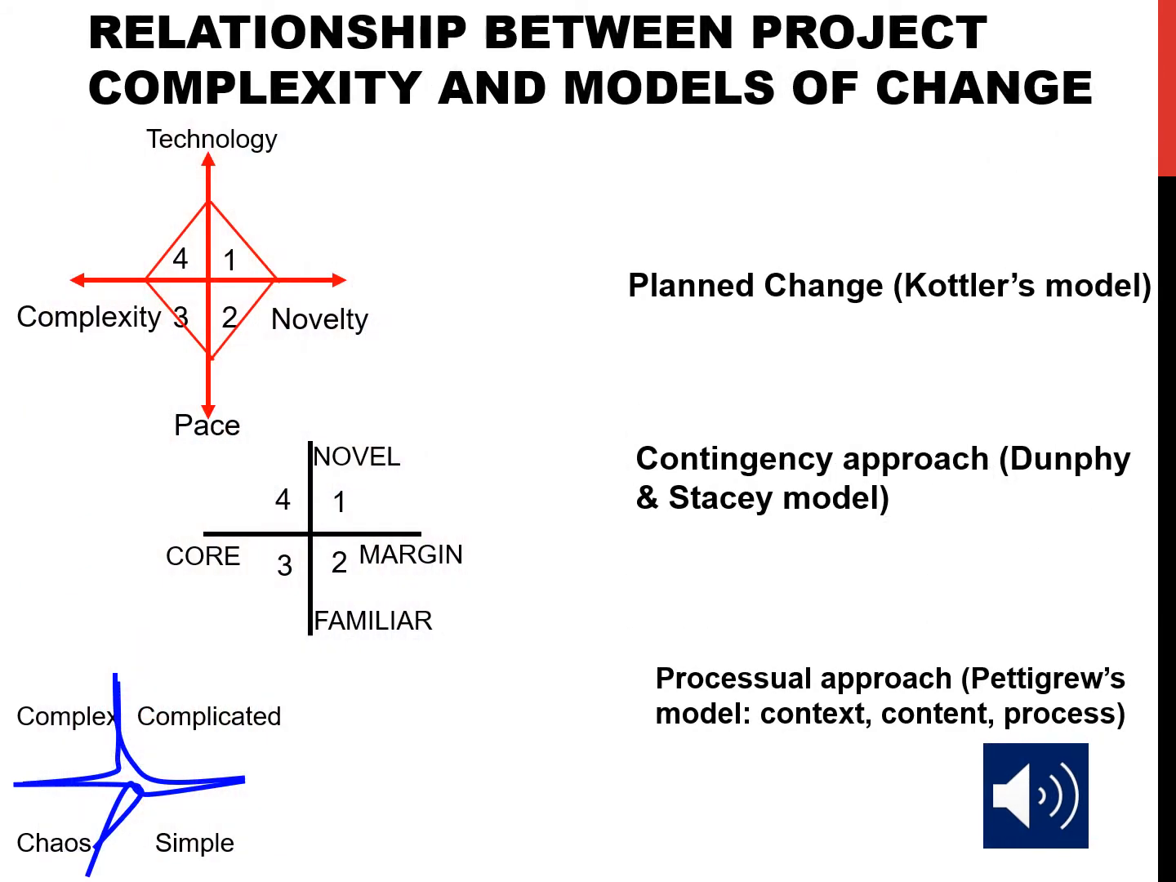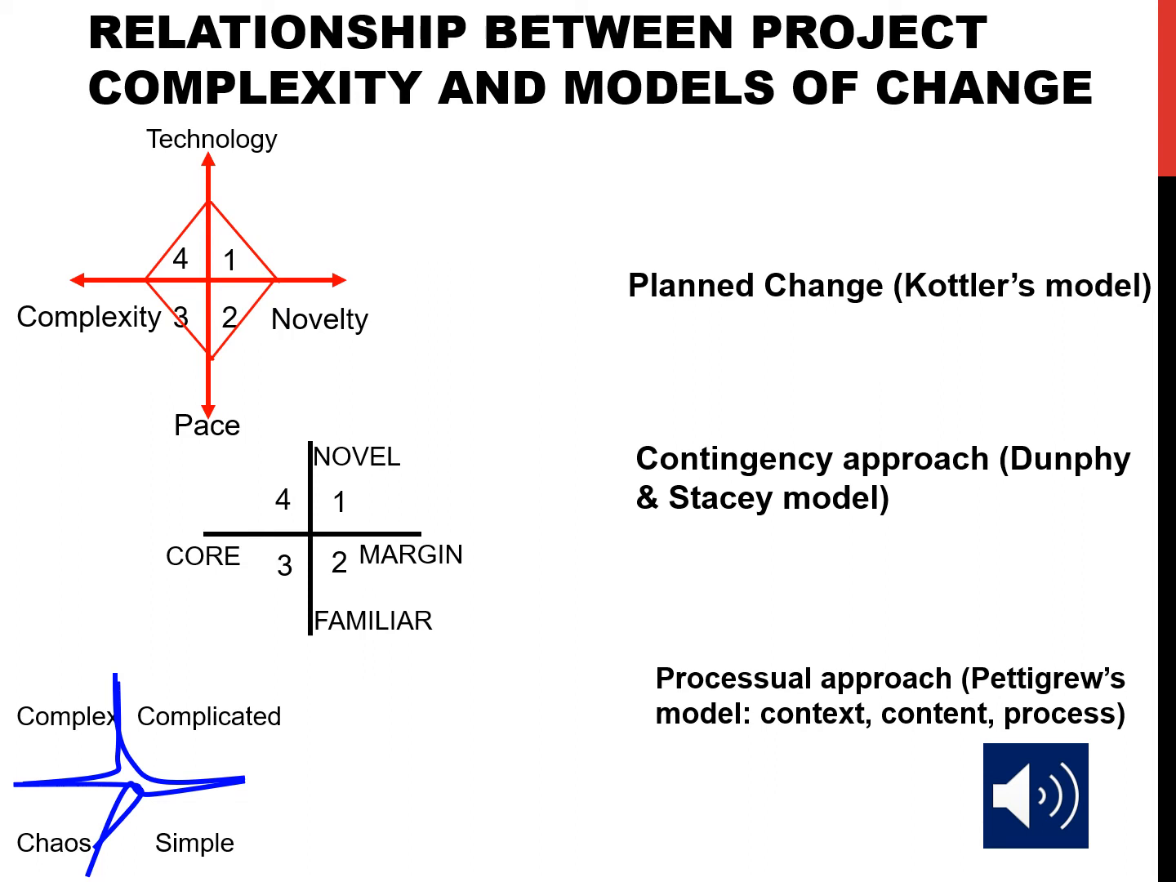Before moving to the practical application of Kotler's model, it is necessary to discuss the relationship between project complexity and models of change. We know that in the case of planned change, there's the assumption that there is one best way to do this change process. Planned change assumes that we can plan what we will do, what tasks and what activities we need to do. But in complex projects, it is not possible to make an exact plan regarding all the tasks that we need to do in order to accomplish the project.